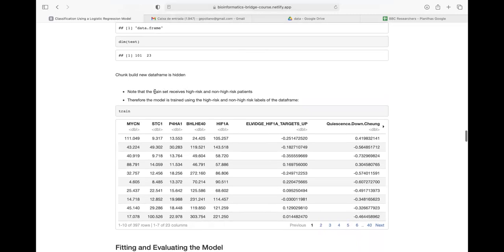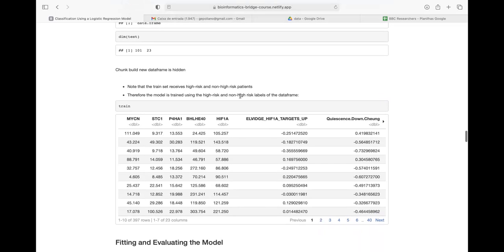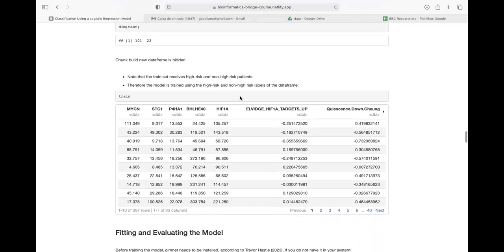So as I said, the trained data set receives high risk and non-high risk patients. So the data is trained using high risk and non-high risk labels. Let's see if we can see that here.